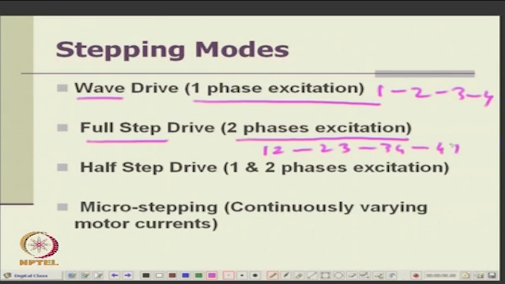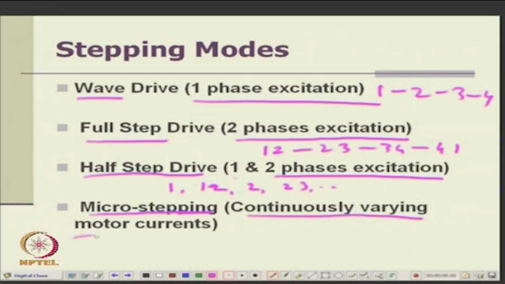Or it could even be a combination. And in a half step drive, 1 and 2 phase excitation both can be there, you can have 1, 1 2, 2, 2 3, like that is also possible. Then micro stepping means small steps with continuously varying motor currents. These are different ways of switching that you can effect in a stepping motor.